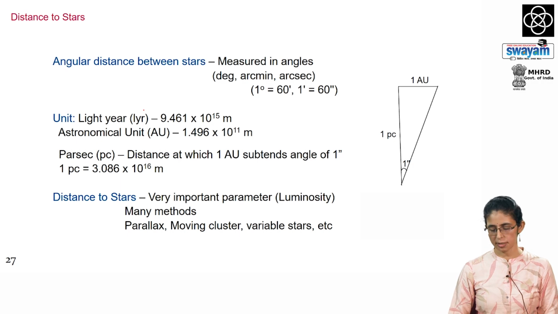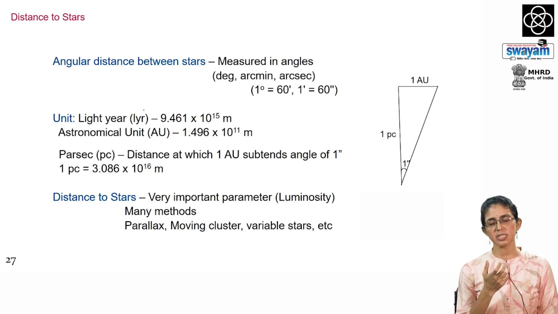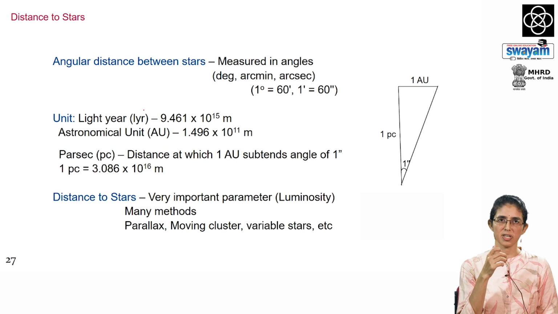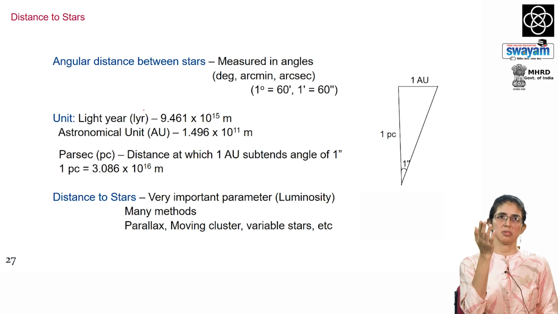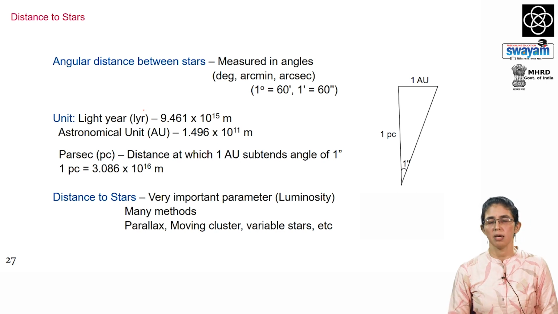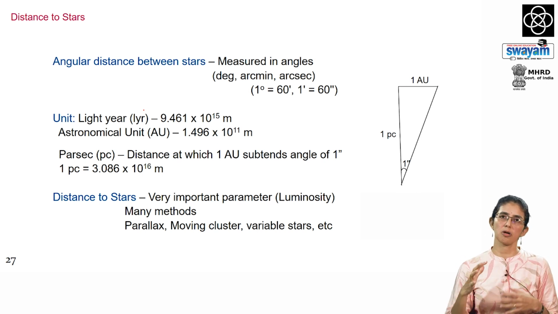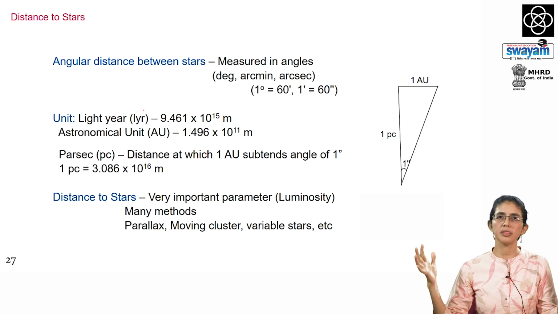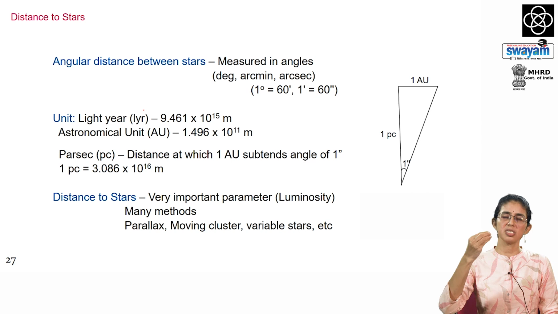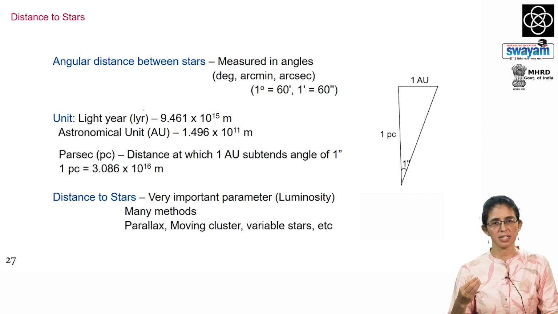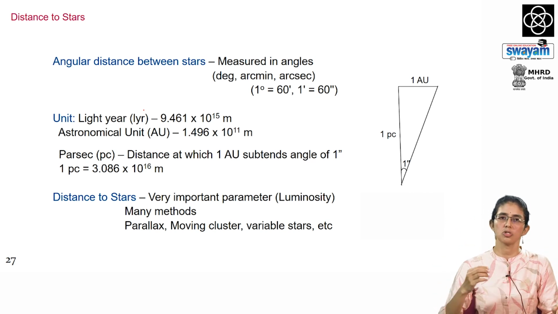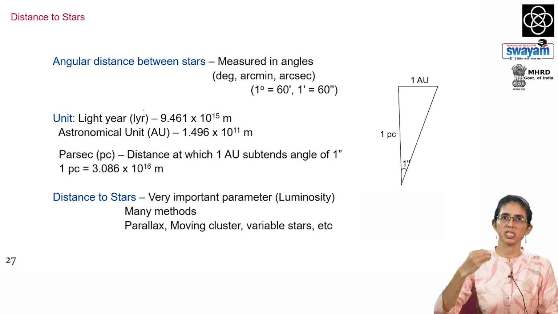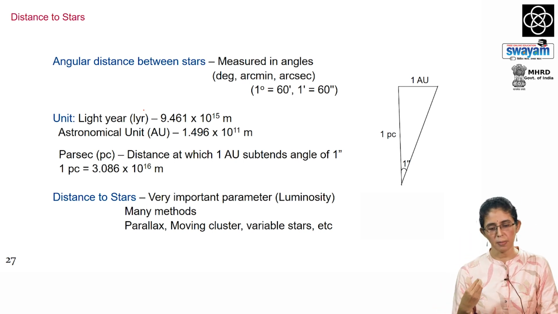Next we look at distance to stars. We have already seen that the angle on the celestial sphere, the angular distance, is a measure of how far stars are in the sky. But now we move away from this concept of all the stars being stuck on the celestial sphere and try to understand how we can estimate the distance to a star, because in reality stars are in 3D space. So, is there a way to measure the distance of the star from us?